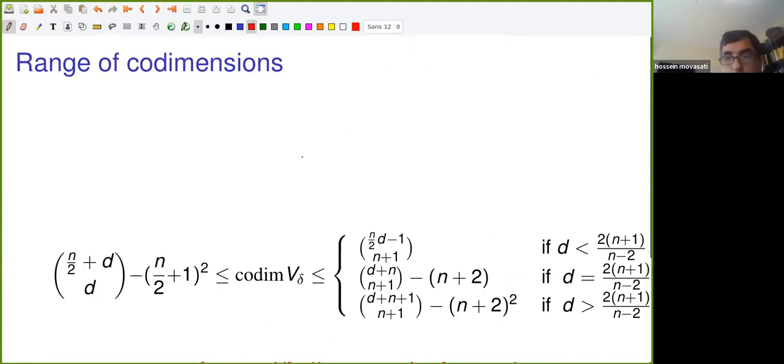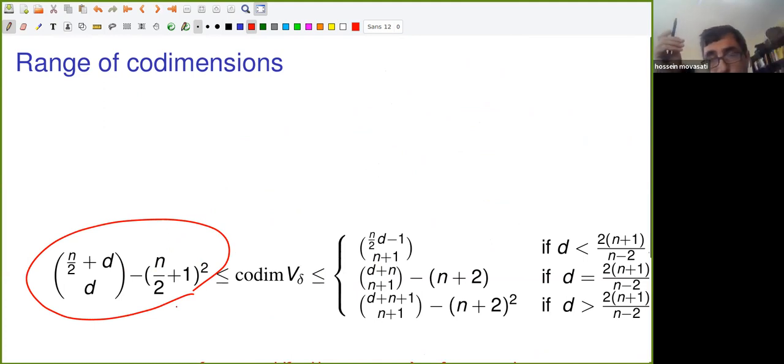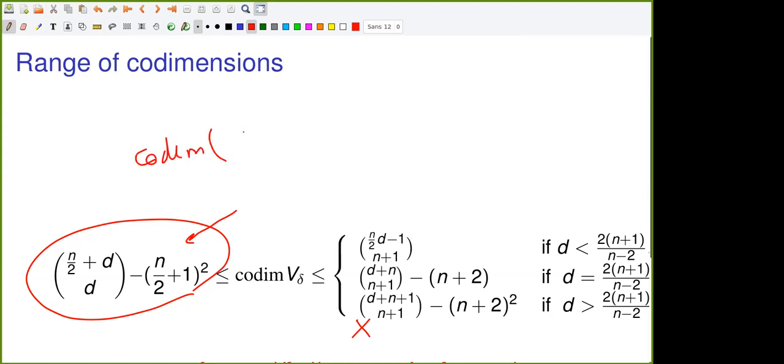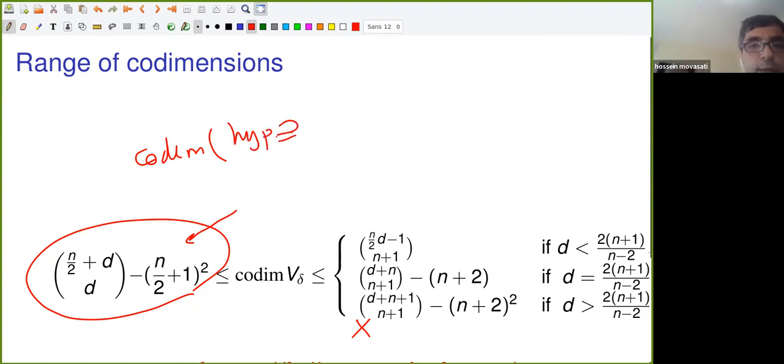So first of all, let me say something about the codimension. The codimension of the Hodge loci is a kind of well-known thing. We know that it is bigger than or equal to this one. And the upper bound we know also. If you want to, you can forget the upper bound. But remember that this number already appeared in my talk. This is the codimension of the space of hypersurfaces containing a P n half.